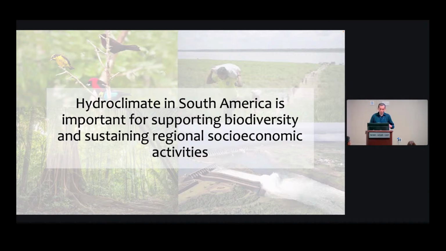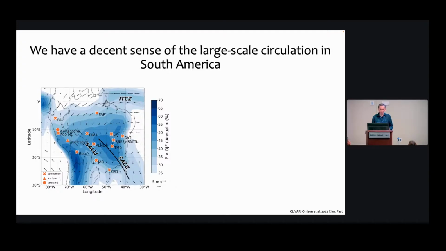Because of this importance, we want to understand how hydroclimate in South America changes over time and space. As Xiaojing mentioned a little bit earlier, we have a decent sense of the large-scale circulation and how it works in South America. Here on the left-hand side is a summary figure of how the large-scale system works. We have the ITCZ here, where it brings in moisture, and then you have the Andes here, which blocks the moisture and then it goes southeastward, which is called the South American low-level jet. And then there's also the tropical-extratropical interaction, where the SACZ, South Atlantic convergence zone, is here.